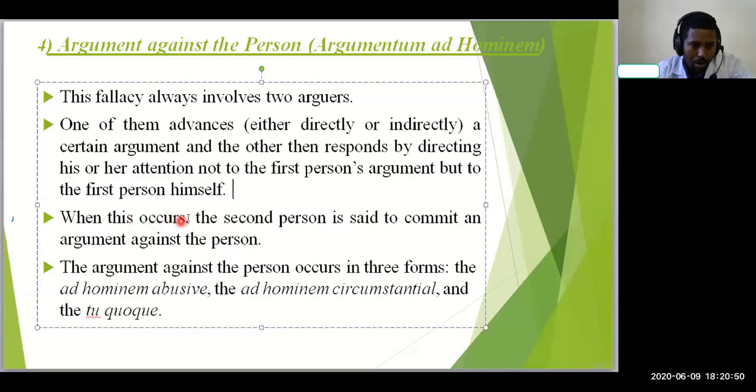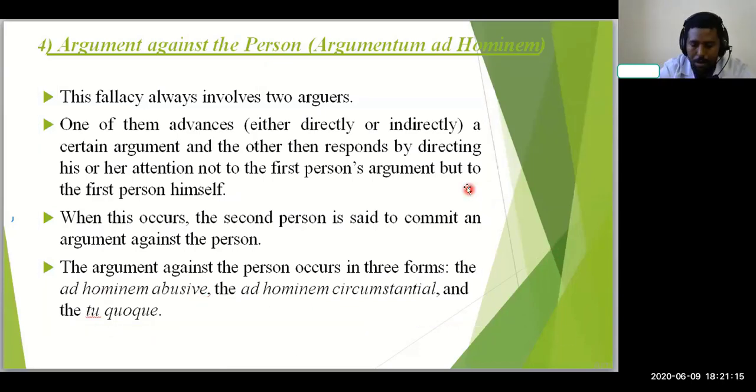So when this occurs, the second person commits an argument against the person. This argument against the person occurs in three forms. The first one is ad hominem abusive. The second one is the ad hominem circumstantial. And the third one is the tu quoque. Let's look at these one by one.